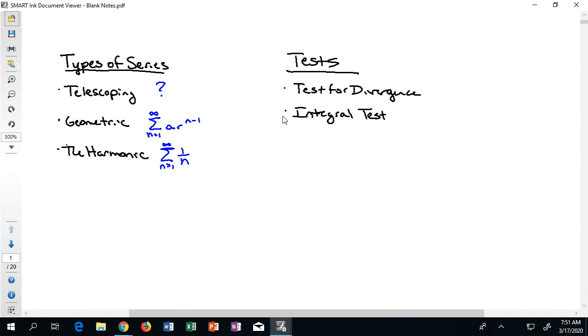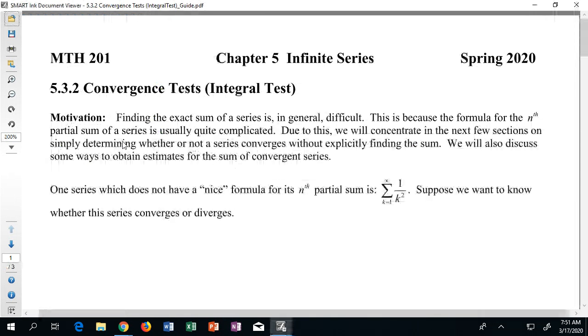But today we're going to be introducing the integral test and trying to get a sense of what exactly this test is for and why I would even really need it. Why aren't all of the things that I have up here already sufficient? To take a look at that, let's go back to the notes here, and you can see what we have in the opening motivation.